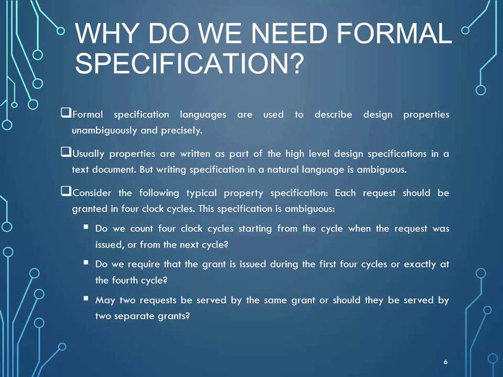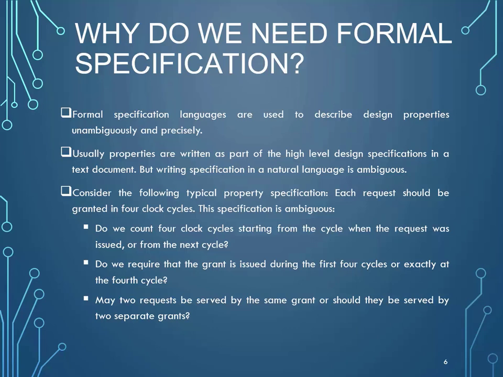Usually properties are written as part of high-level design specifications in a text document, but writing a specification in natural language is ambiguous, as I said before. Let's look at the following example. Each request should be granted in 4 clock cycles. I repeat it again. Each request should be granted in 4 clock cycles. Does anybody see anything wrong with this? There you go. Okay? So we think that we write it right, but these questions arise.